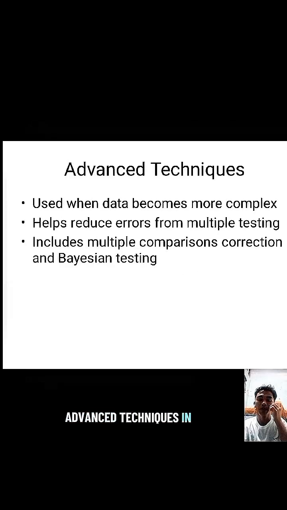Advanced techniques in hypothesis testing. As the data becomes more complex, more advanced methods are needed. Researchers often test several hypotheses at the same time, which increases the risk of making errors. Advanced techniques are used to manage these risks and improve the accuracy of the result. Example, a researcher studying many health factors at once may use advanced methods to avoid incorrect conclusions.